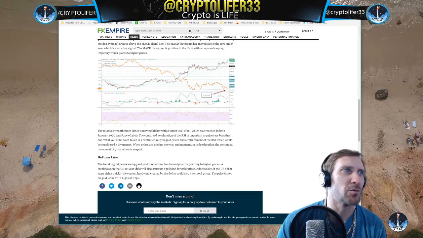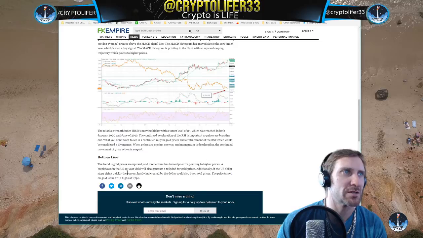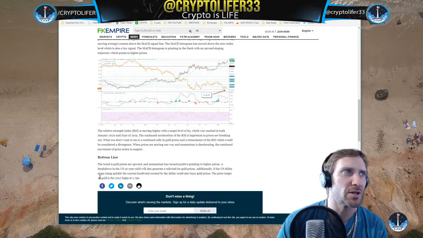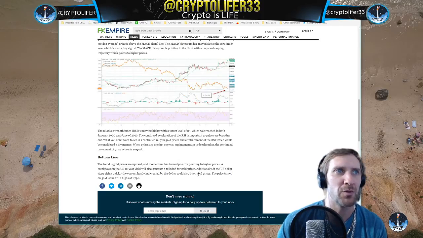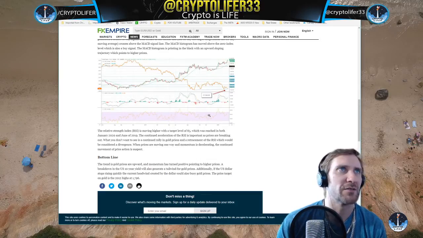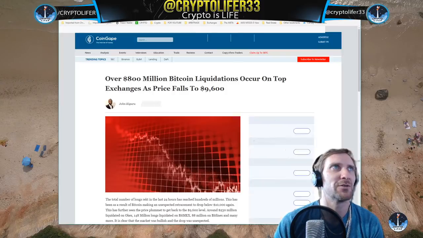The trend is gold prices are upward and the momentum has turned positive, pointing to higher prices. A breakdown in the U.S. 10-year yield will also generate a tailwind for gold prices. Additionally, if the U.S. dollar stops rising quickly, the current headwind created by the dollar could also buoy gold prices. The price target for gold is the 2020 highs at $1,796. How sweet it is to be loved by gold, right?